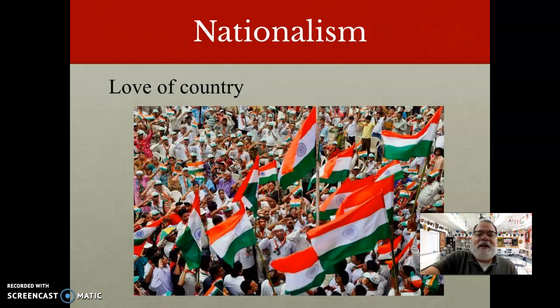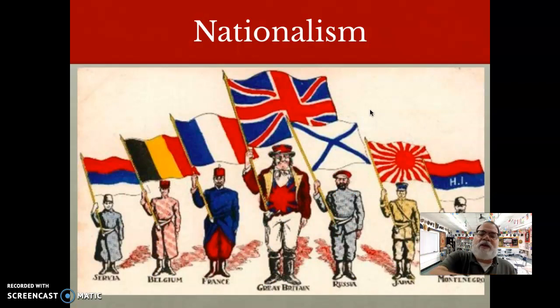Nice. Nationalism is love of country, people waving flags. Nationalism is like patriotism. We say the Pledge of Allegiance. We have flags. Sometimes patriotism can become a little strong and become nationalism. Here we see different countries all very proud of their own country, and as a result, you know, they kind of don't like other countries. Nationalism, strong love of country.